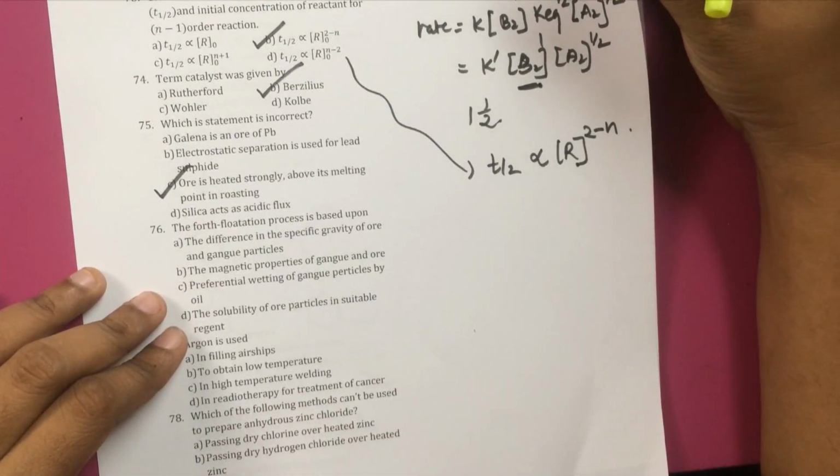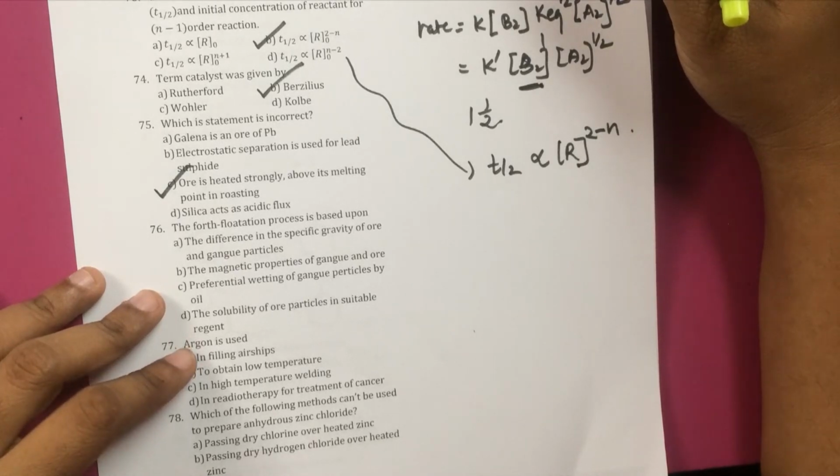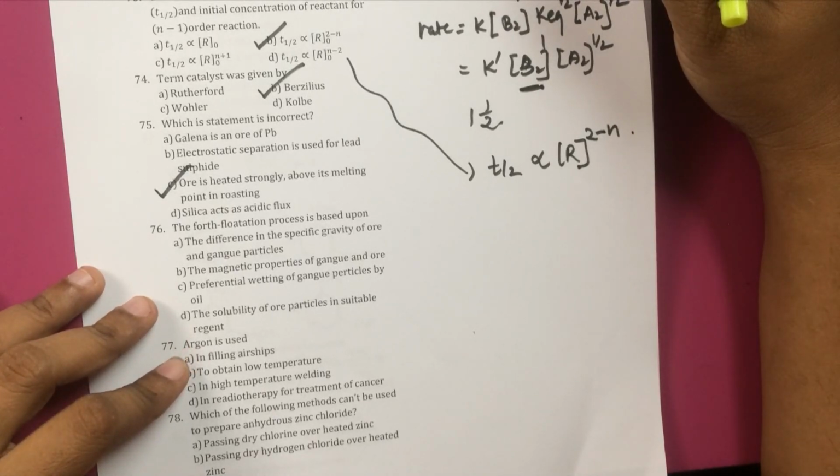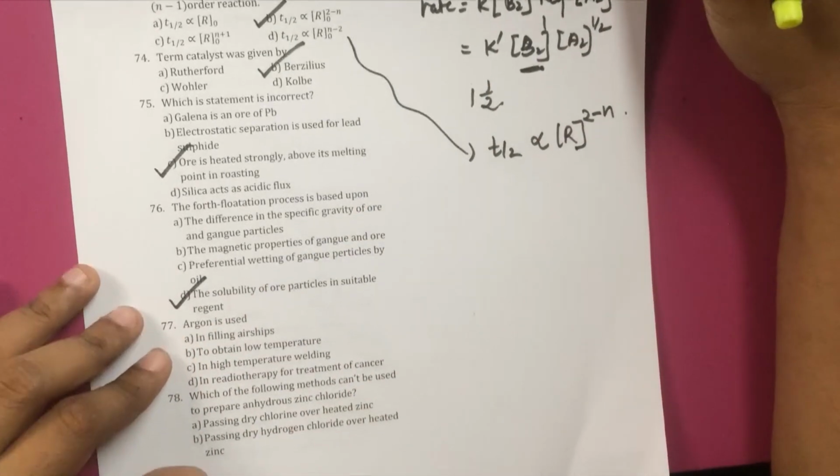Question number 76. The froth flotation process is based on difference in the specific gravity of ore and the gangue particles. That is not froth flotation, that's gravity separation. Option B, magnetic properties of the gangue and ore. It is magnetic separation. Preferential wetting of the gangue particle by the oil. Gangue particles are generally wetted by the water, not by oil. Option D, solubility of ore particle in suitable reagents. Hence, option D.